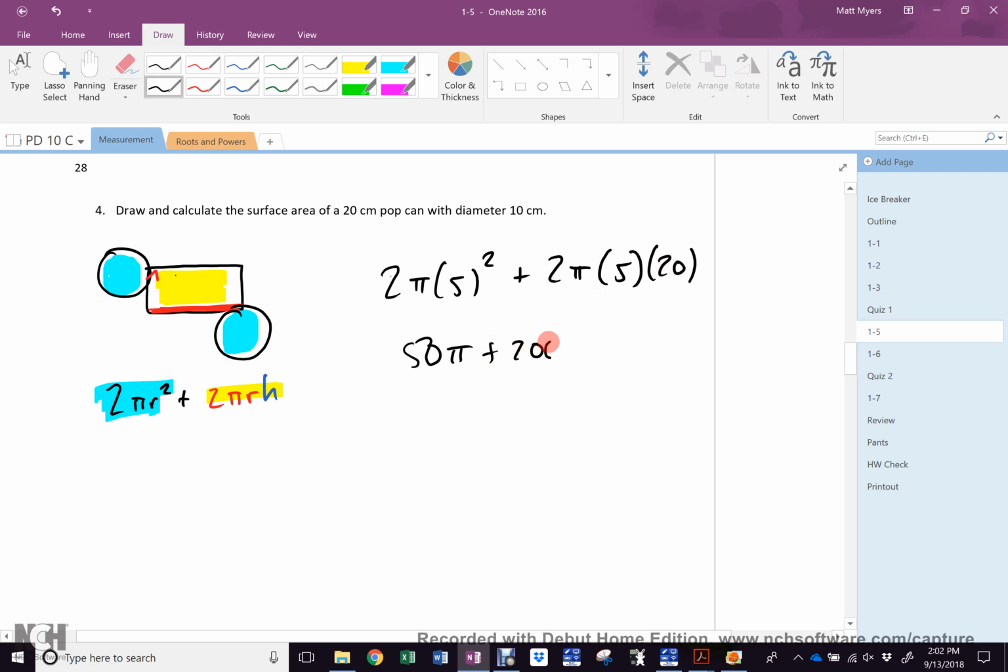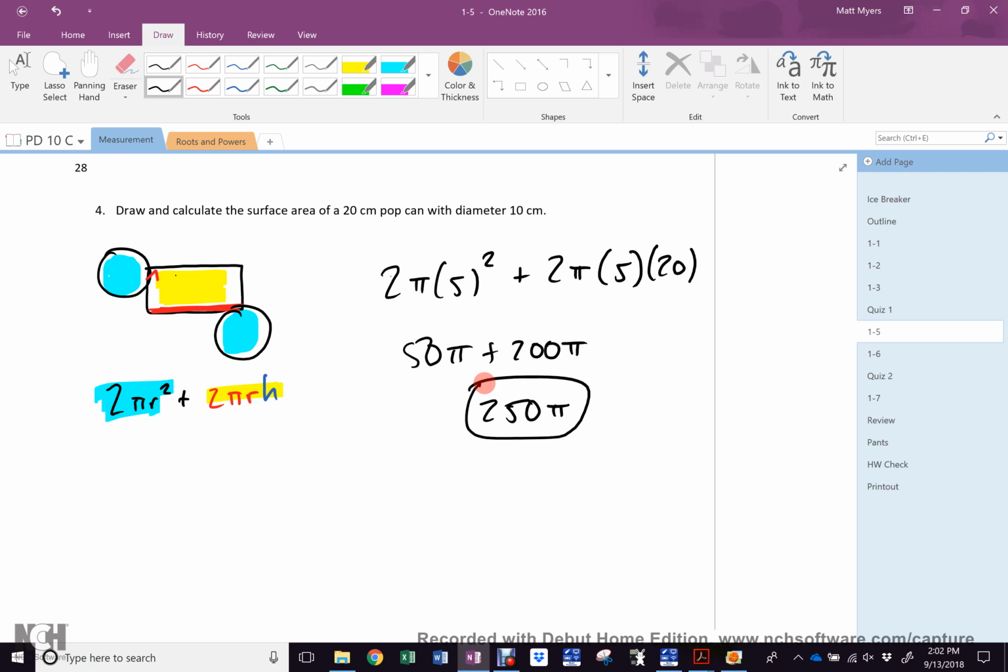Plus 200 pies. If I got 50 pies and I got 200 more pies, how many pies do I have? 250 pies. That is the answer I want. Does everybody understand? So if we were to actually do 250 times pi, you would still accept that?